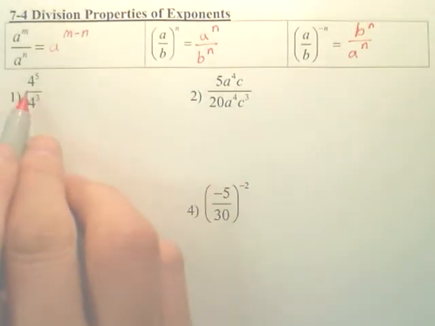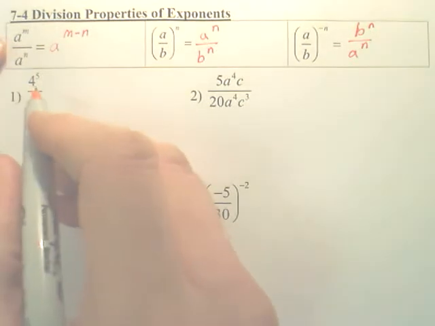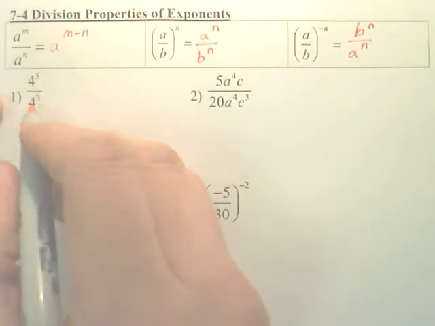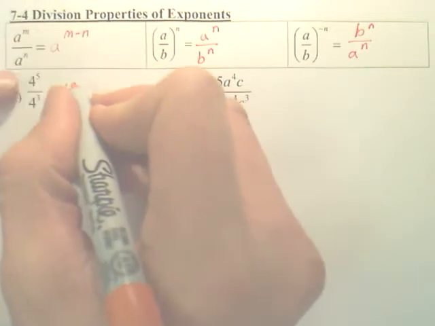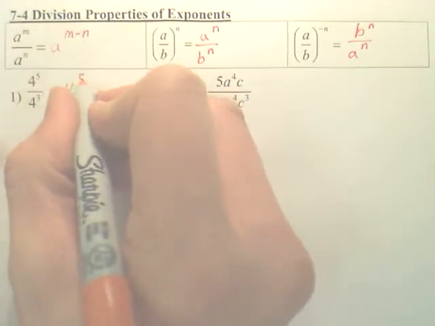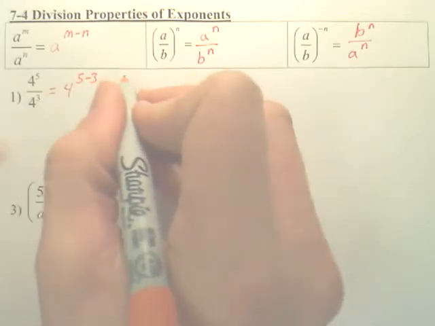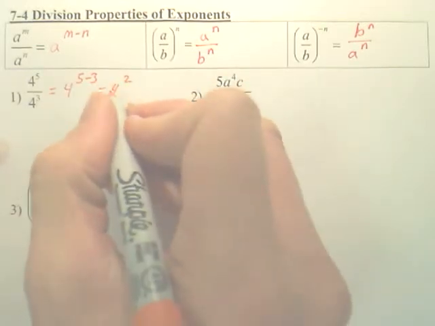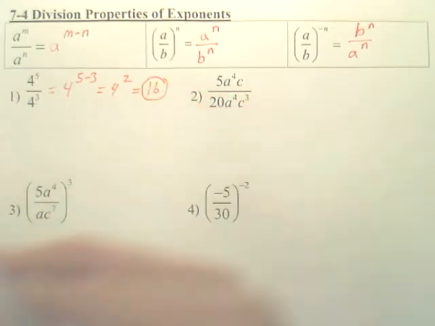All right, let's look at number one. When we look at that, it looks a lot like this one right here. So we simply have the same base, so the 4 stays, and we just take the 5 and the 3 and subtract them. Surprisingly enough, 5 minus 3 is 2. It's pretty simple. So you end up with 4 squared, which in this situation is 16.